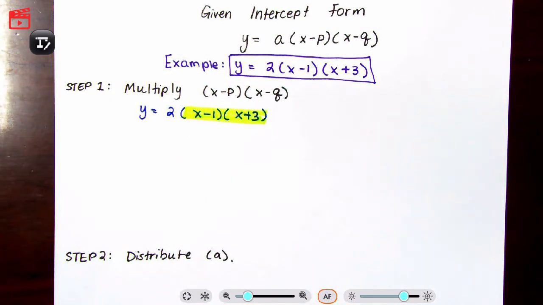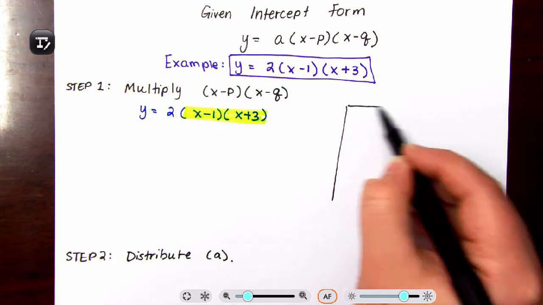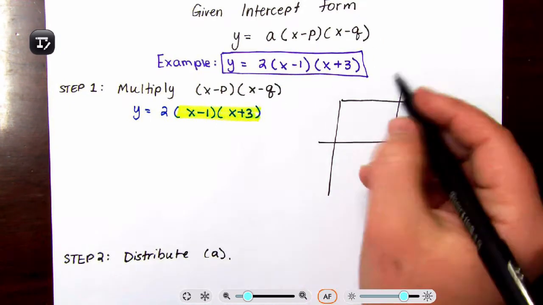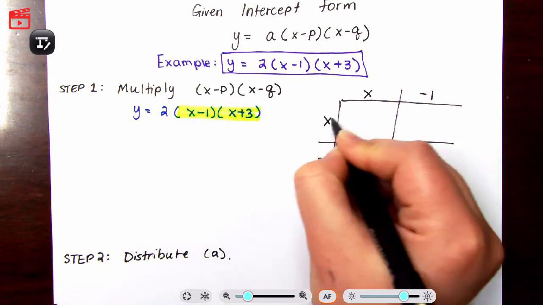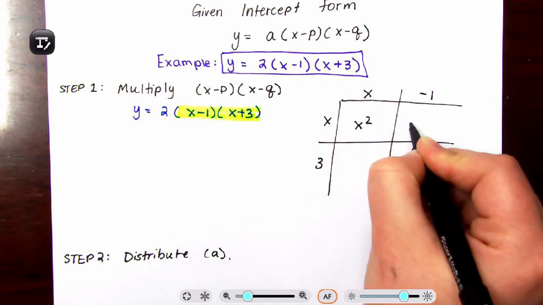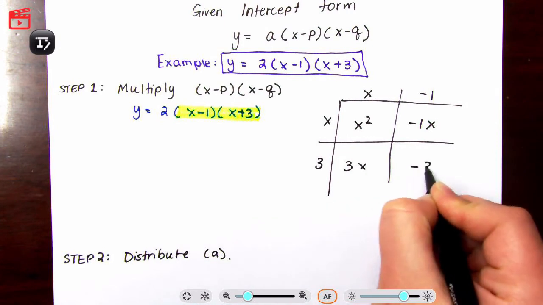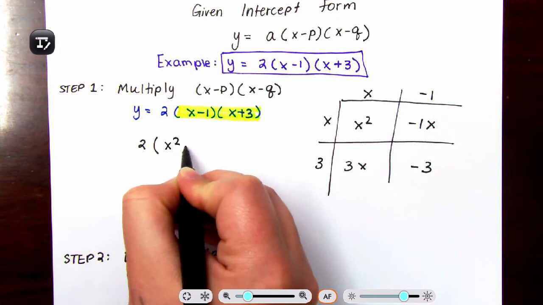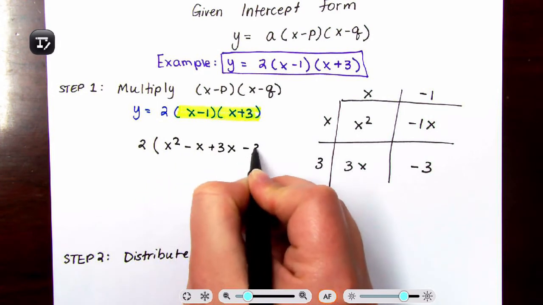It is your choice if you want to use a box method, if you want to use FOIL, if you want to use distribution, it's up to you. So I have x minus 1 and I have x plus 3. So this is x squared. This is negative 1x. This is 3x. And this is a negative 3. So I'm going to rewrite this. I have 2 times x squared minus 1x plus 3x minus 3.